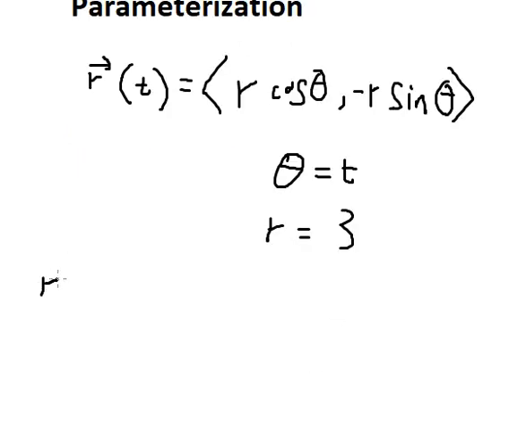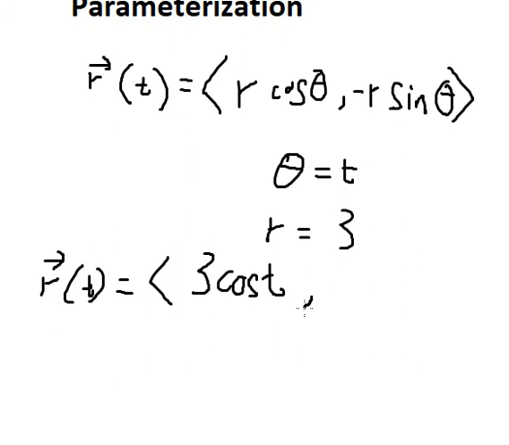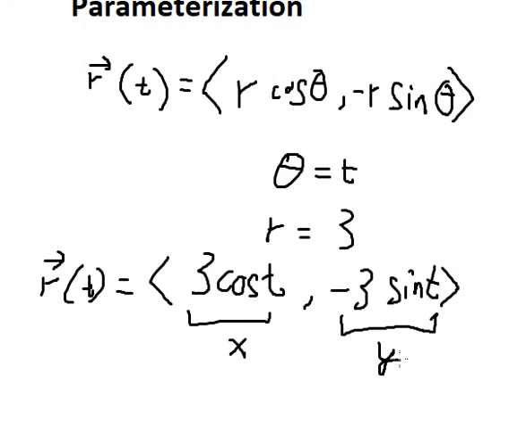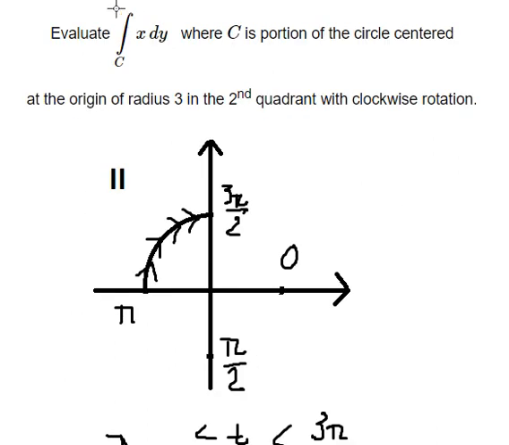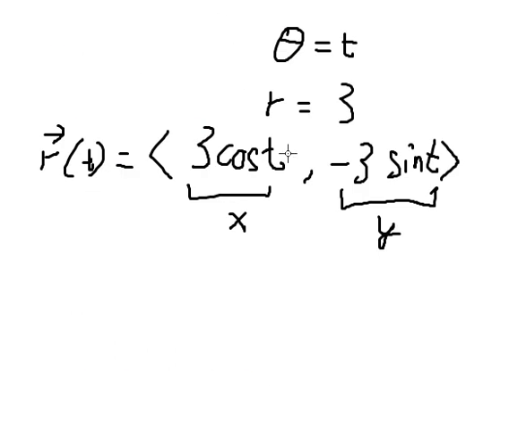So we will have 3 cosine t, negative 3 sine t. And we know that this is x, this is y. Now we have the integration in here. We need to find dy.